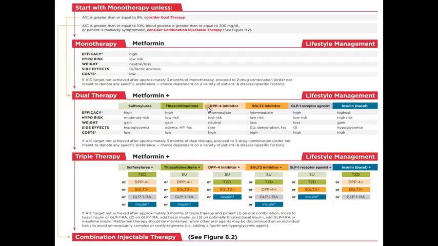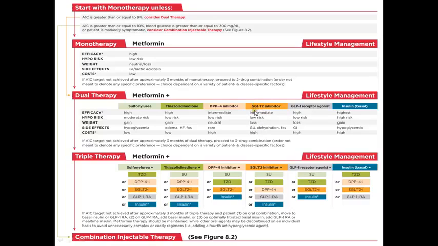Sulfonylurea you can give if the patient is not obese, because sulfonylurea can lead to weight gain. A patient who has heart failure, you will not consider giving thiazolidinediones. Then you can give DPP-4s. SGLT2s have shown benefit in those with cardiovascular disorders; for those having ischemic heart disease, SGLT2s have been considered a better option.